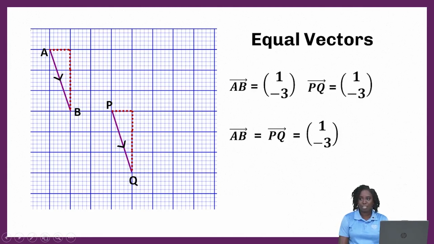And that's pretty much it for equal vectors. Once they have the same magnitude and direction, they are considered to be equal.